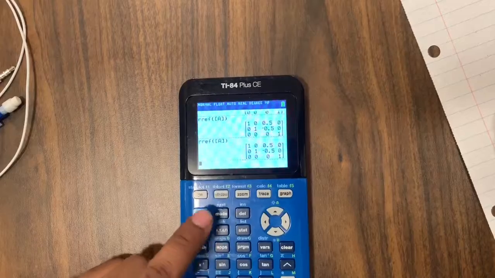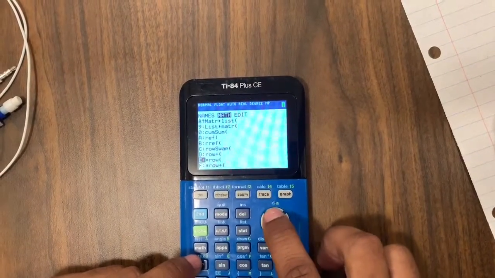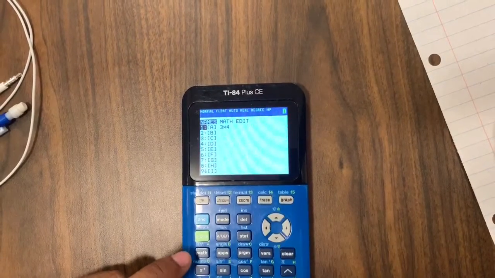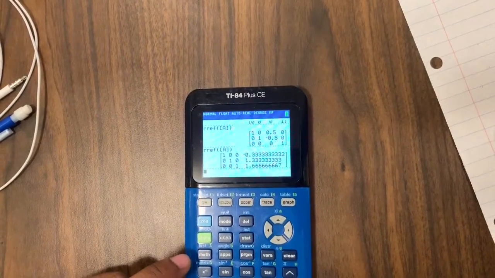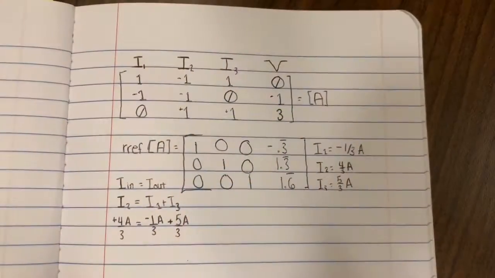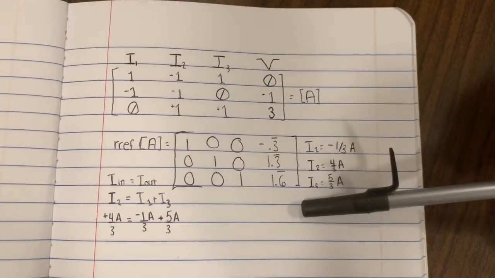So then we're going to hit second quit. We're going to go to second matrix, math, RREF. Then we're going to go to matrix again, and this is going to give us our resultant. And that's our answer. As we saw earlier, our answer in the matrix left us with these three numbers.